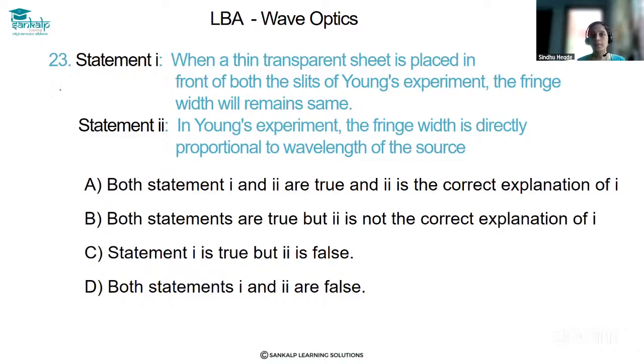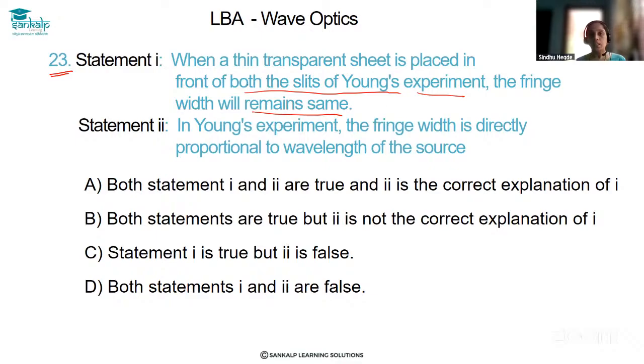Let us see question number 23. Statement 1. When a thin transparent sheet is placed in front of both the slits of Young's experiment, the fringe width will remain same. Statement 2. In Young's experiment, the fringe width is directly proportional to wavelength of the source. Let us check the statements.